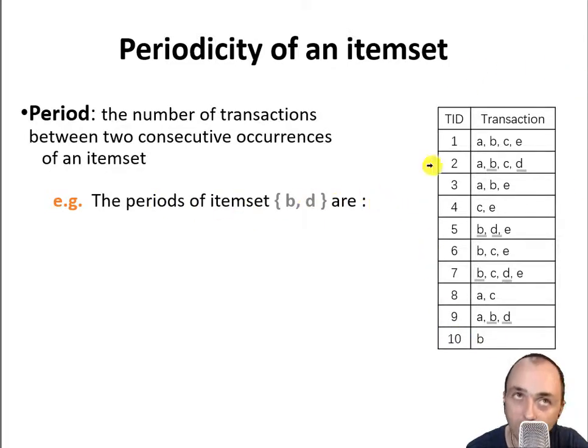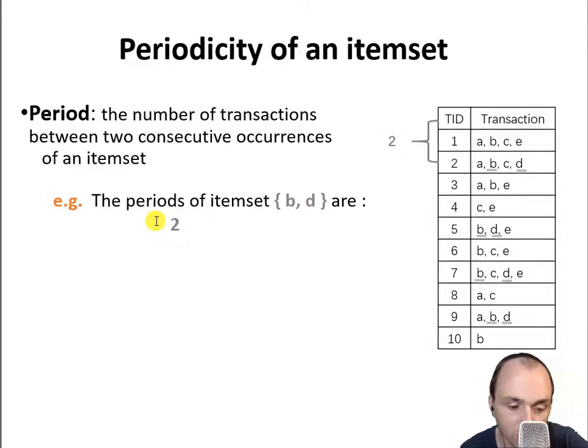Okay, if you look at the database on the right, I have highlighted all the occurrences of BD. And now the periods will be the time between each time that BD appear together. Okay. So first, BD appear in transaction 2. This is a special case. It is the beginning of the database. We never saw BD before, so we say 2 minus 0. We assume maybe BD was there before, but we don't know. So we say the period here is 2. Okay, because BD appear after 2 transactions.